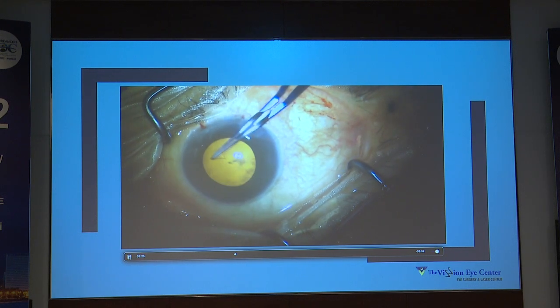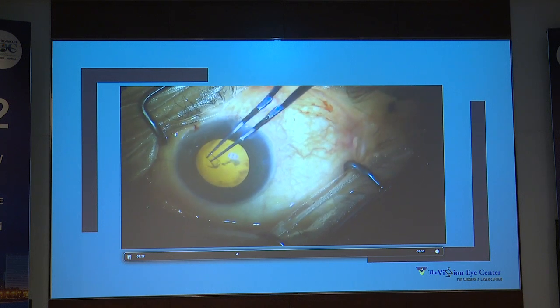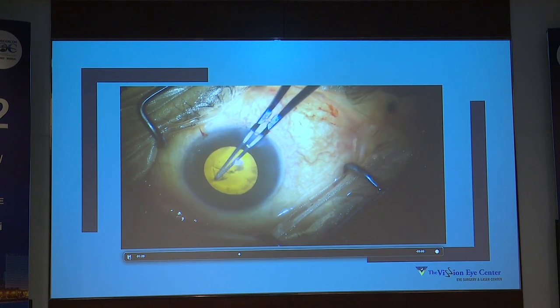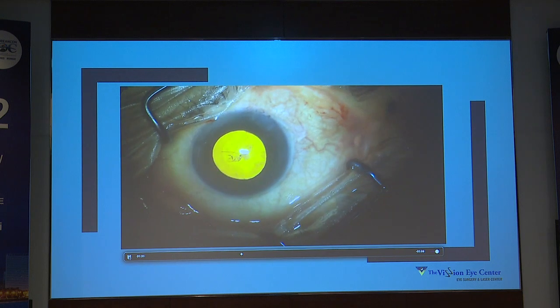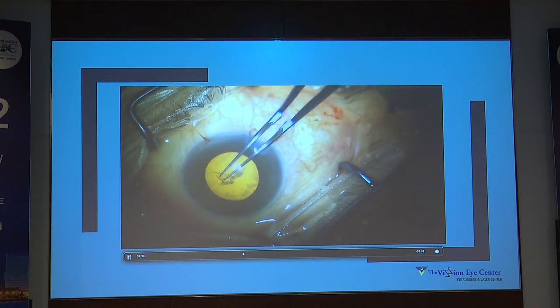And like a hero, I decided to do it under topical. As you can see, the eye is moving. I would have been better off had I given a pinky ball pressure with a retrobulbar or a peribulbar.